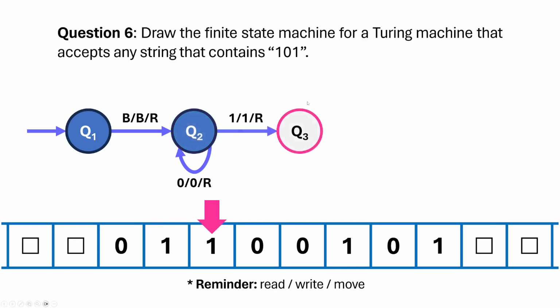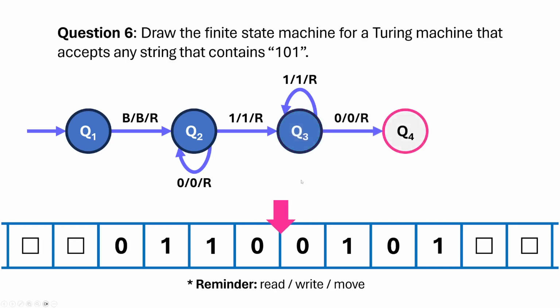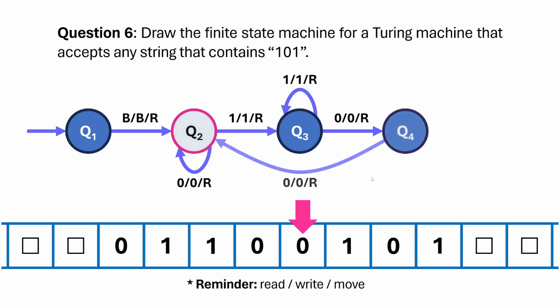And then for Q3, we are expecting 0. But if you are getting 1, we are going to loop it back to itself, like this, until we find the value 0, because we want it to have 1, 0, 1. So now we are getting the 0 here. We can transition to the next state, which is Q4. Now for Q4, we are expecting 1, but we are getting 0 right now. If we are getting 0, we are going to transition back to Q2, like I mentioned just now. So now we are at Q2.